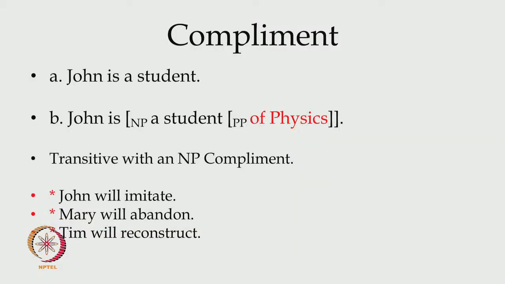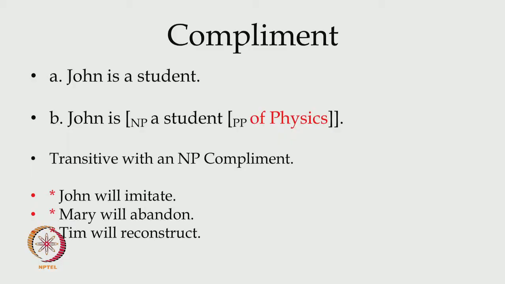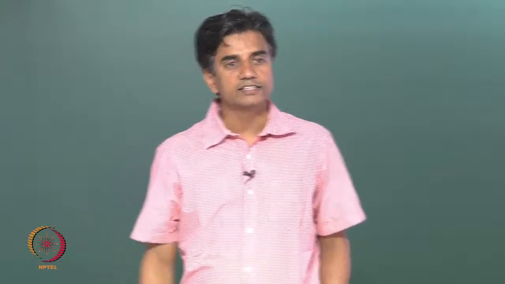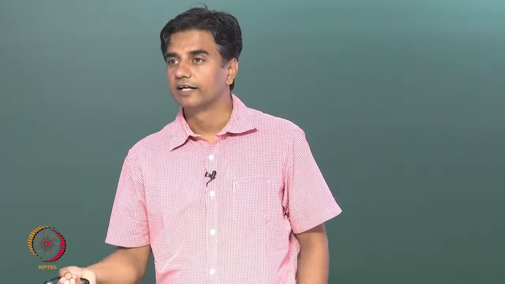Before that, I have already talked to you about this with the pizza example where I wanted a VP. But can you guess why these sentences are ungrammatical? John will imitate, Mary will abandon, and Tim will reconstruct. These sentences are not good sentences for speakers of English. Why are these sentences not good? They are transitive verbs. Each one of them is a transitive predicate, and they are missing their complements. A transitive predicate missing its complement is going to result in ungrammaticality.